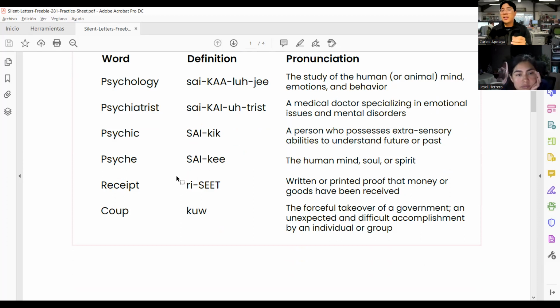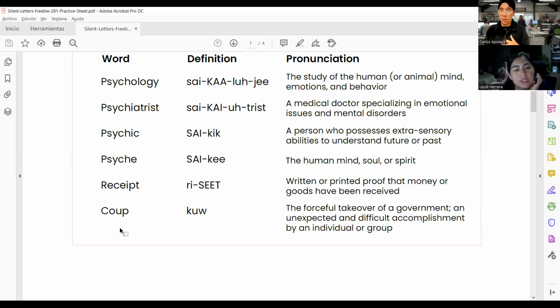This is another word that is mispronounced in the English language. We have the word receipt. It's not received. We say receipt. That's perfect. And the last word is coup. It means golpe de Estado, or a golpe del gobierno.